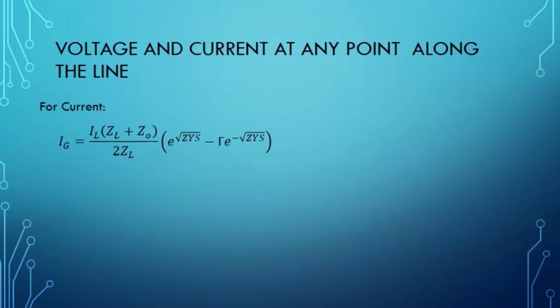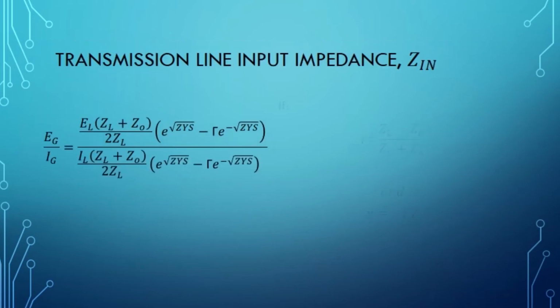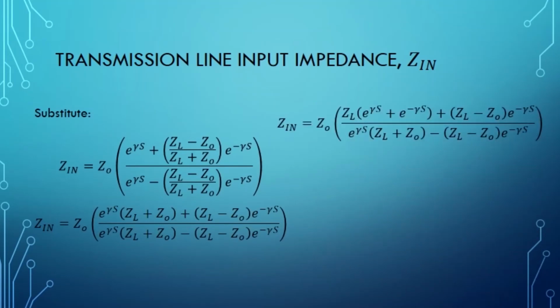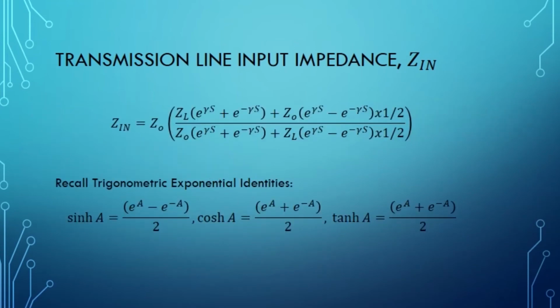So continuing for current, this would be the same one. Let's just go back here. Okay, so here we go. Finally, gamma is equal to the square root of 1. So we substituted to Z in, and then continuing to derive, we get this equation.